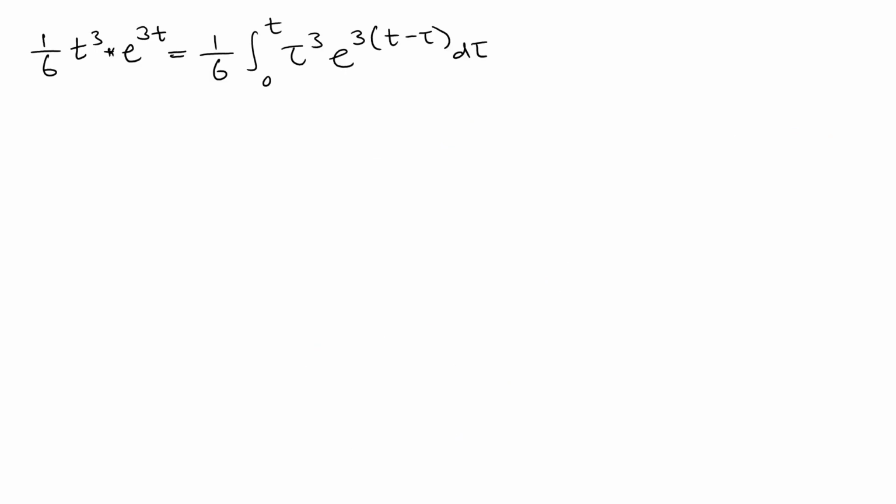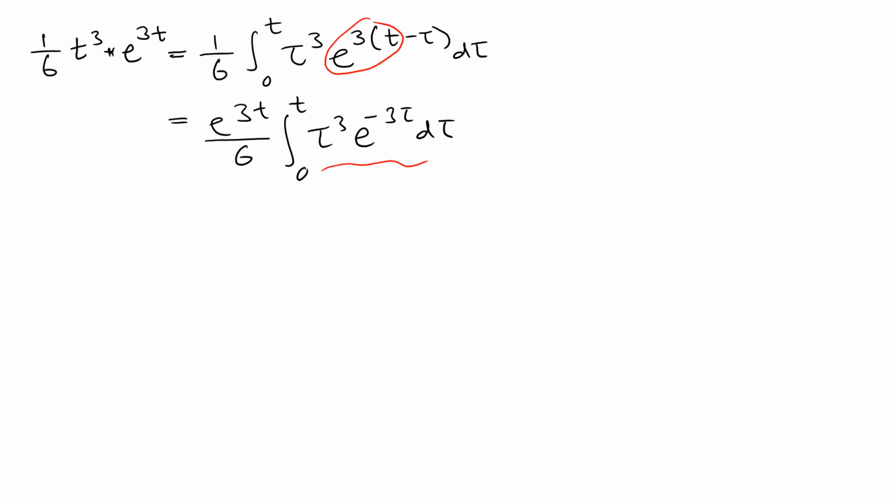So we're going to pull out the e to the 3t term. That means we can write this as e to the 3t divided by 6, and then we have the rest, the integral from 0 to t of tau cubed e to the negative 3 tau d tau. What do we do next, how to integrate this one? We can use the DI shortcut for this one.